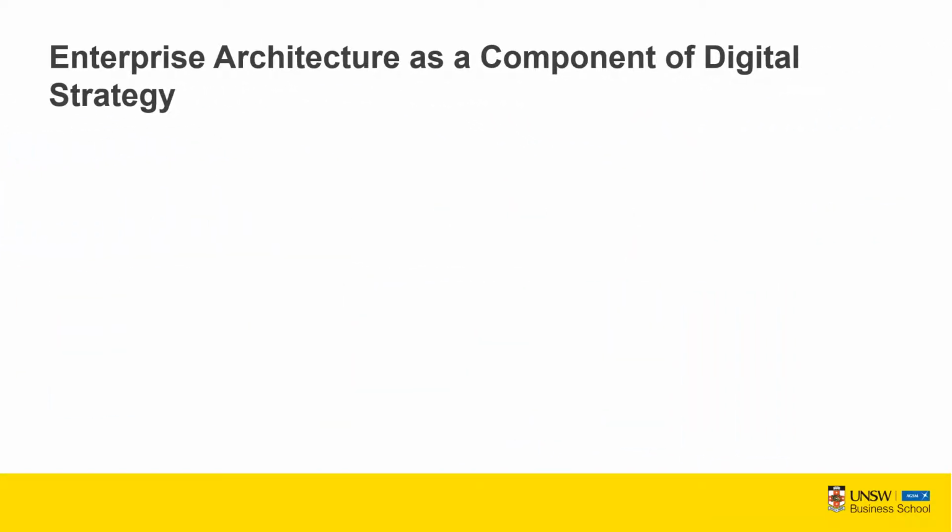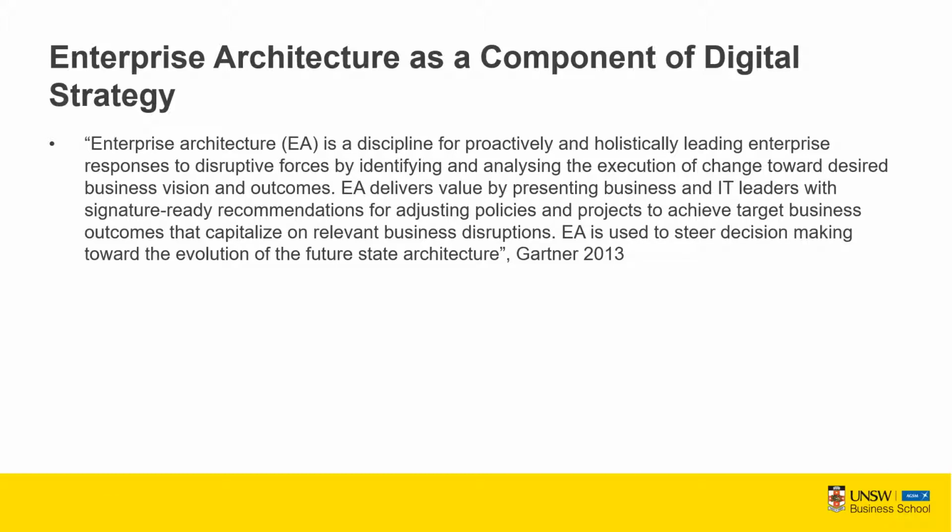Now, one of the other topics, there's two other topics they talk about in terms of developing a digital strategy. They talk about this idea of enterprise architecture, and then we'll talk about application portfolio management. So what is enterprise architecture? Well, enterprise architecture is a discipline for proactively and holistically leading enterprise responses to disruptive forces by identifying, analyzing, and executing change towards desired business vision and outcomes. EA delivers value by presenting business and IT leaders with signature-ready recommendations for adjusting policies and projects. EA is used to steer decision-making towards the evolution of the future state architecture of the business. And this is a definition by Gartner.